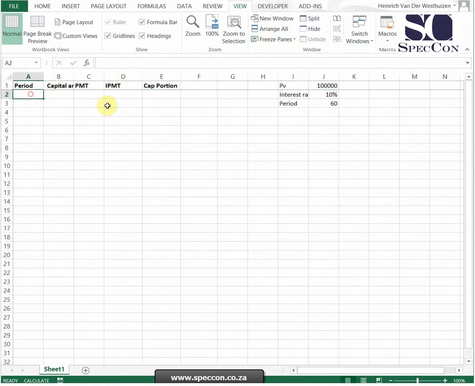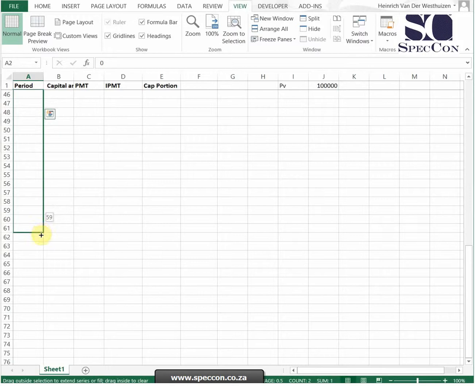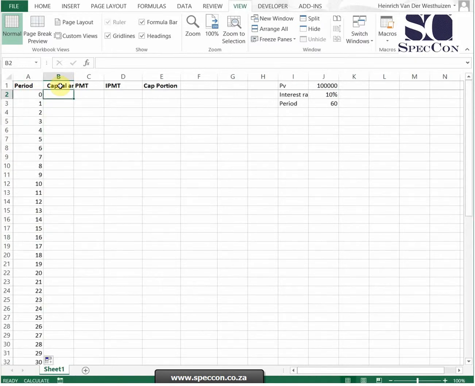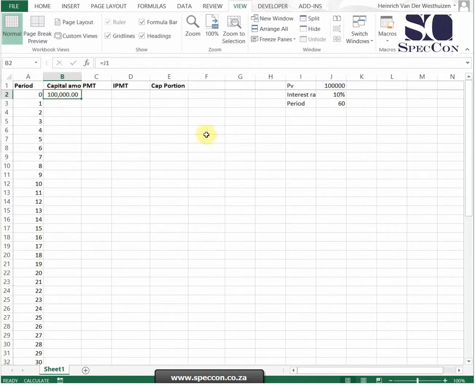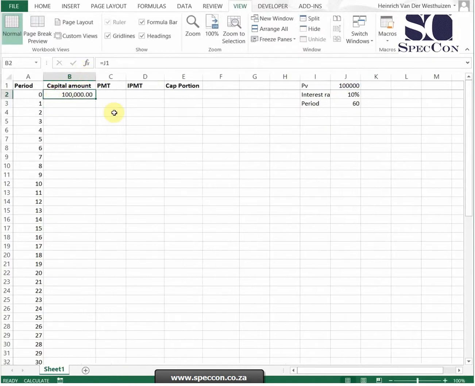Now any amortization table always starts at period 0. Then just do a 1 there, and we've got 60 periods in this specific amortization table, so let's just copy that down till we get 60. In period 0 our present value is always 100,000, so let's just make it equal to that amount. That is always our starting capital amount in period 0.